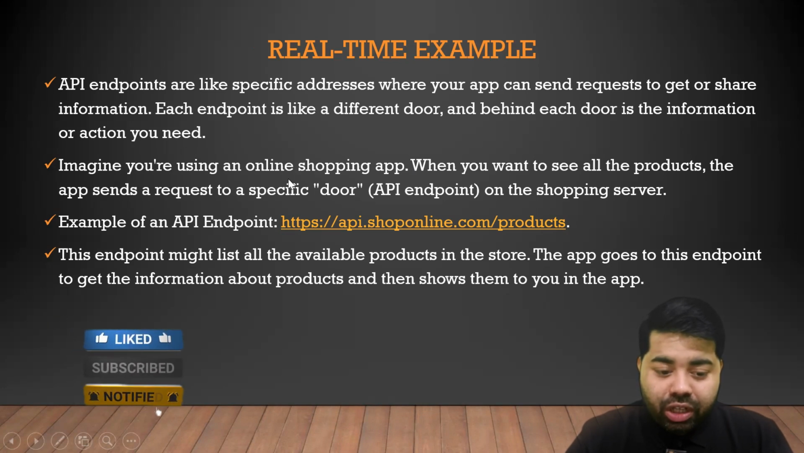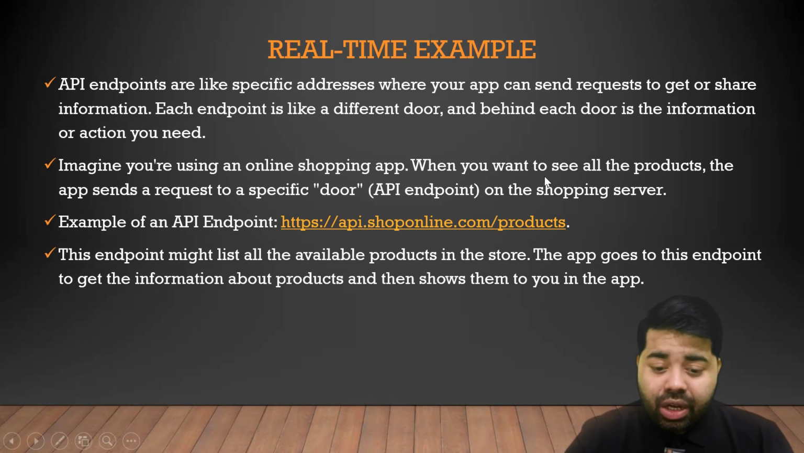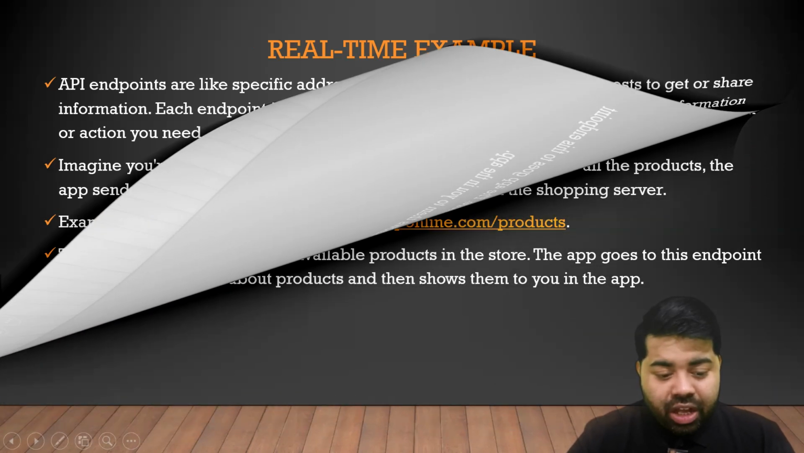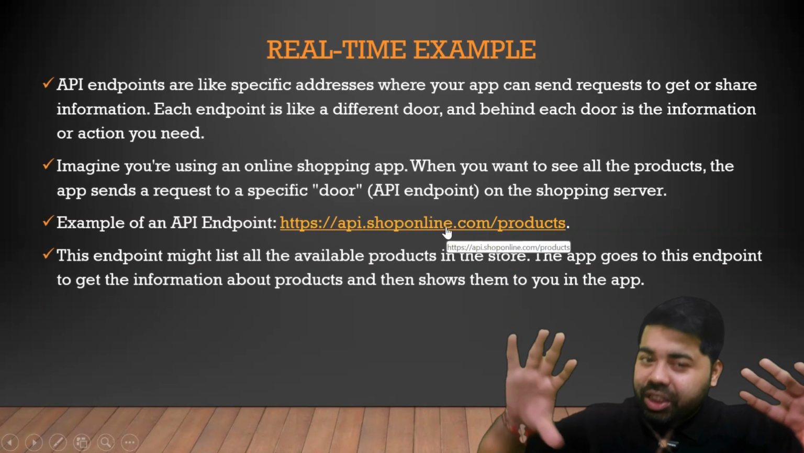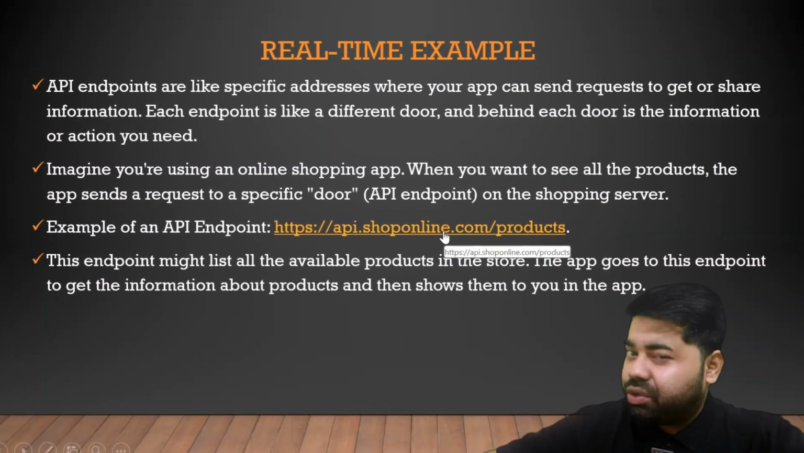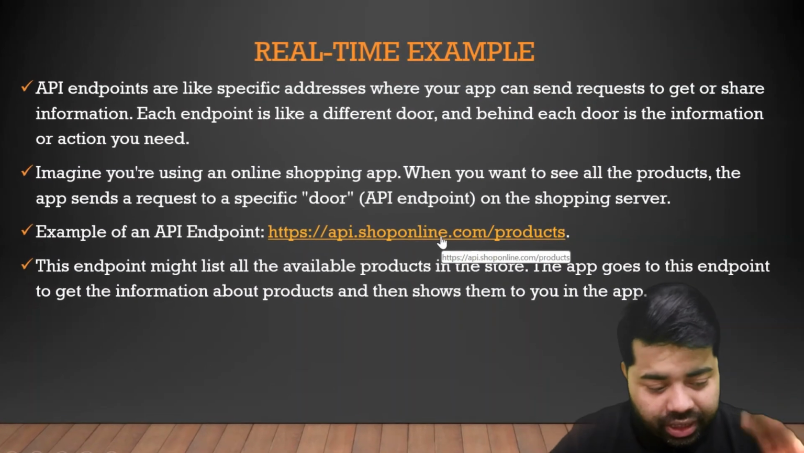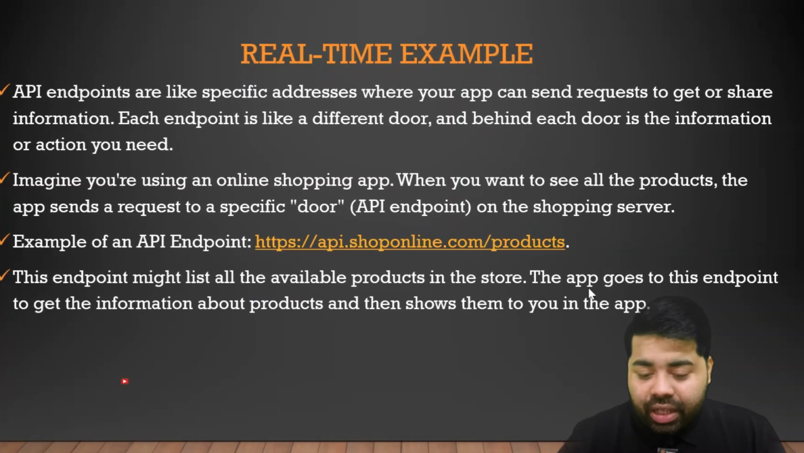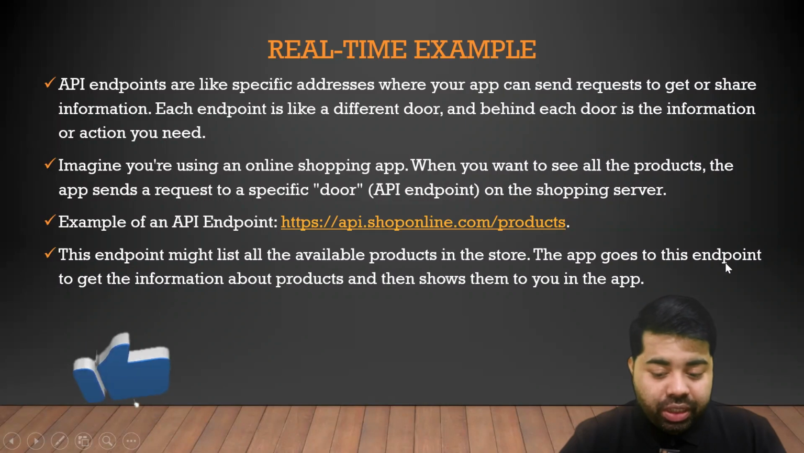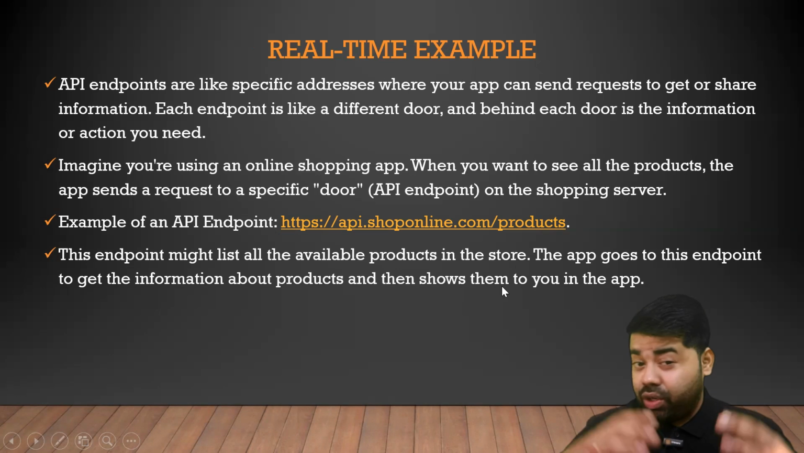Imagine you are using an online shopping app, and you want to see all the products. The app sends the request to the specific door, the API endpoint of the shopping server. I gave this example for understanding purposes, because we use e-commerce applications day to day and can relate to them. The endpoint might list all the available products in the store, and the app goes to this endpoint to get all the information about the products, then shows them in your app.